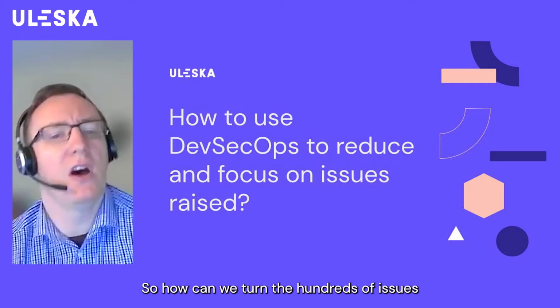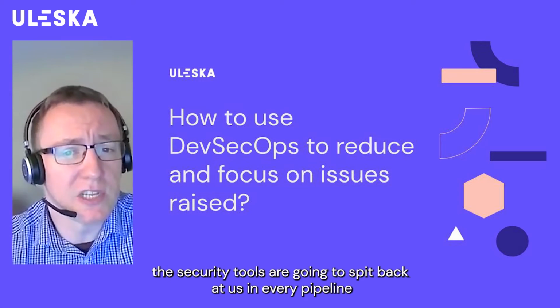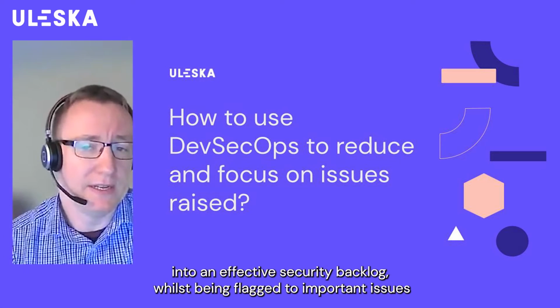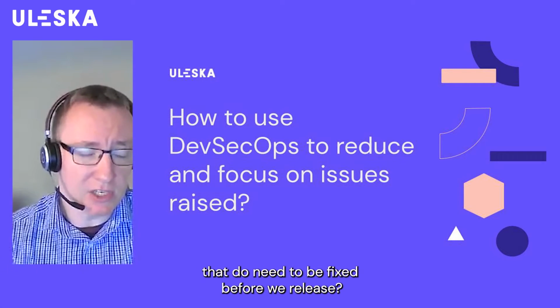So how can we turn the hundreds of issues these security tools are going to spit back at us in every pipeline into an effective security backlog, whilst being flagged to important issues that do need to be fixed before the release?